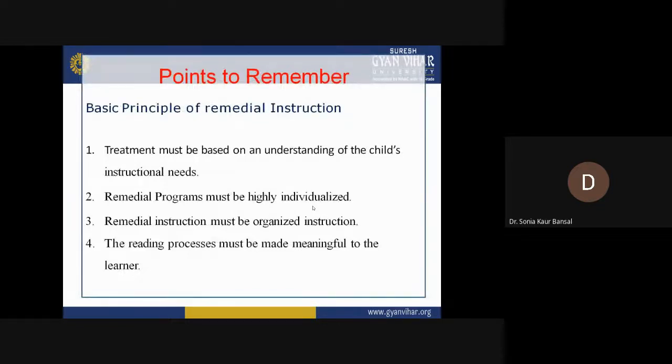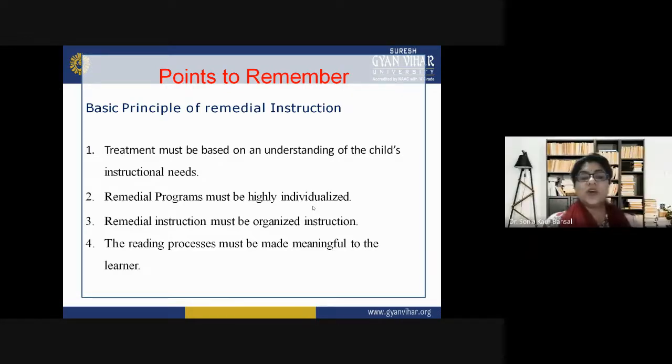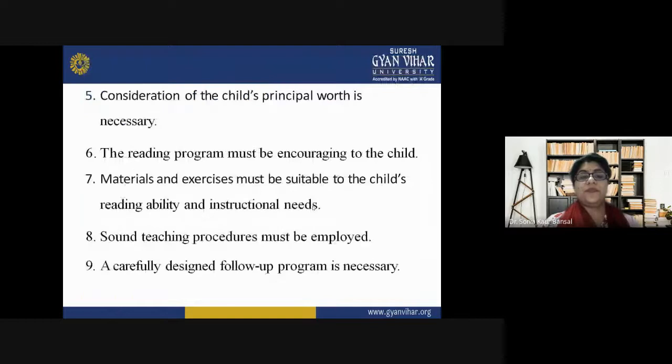So improve your reading. Now, there are some points to remember, the basic principles of remedial instruction in reading. Treatment must be based on an understanding of a child's instructional needs. What does a child need? That must be understood entirely by a teacher. Remedial programs must be highly individualized. Remedial instruction must be organized instruction. The reading processes must be made meaningful to the learner. Only then is the child learning more and more efficiently.